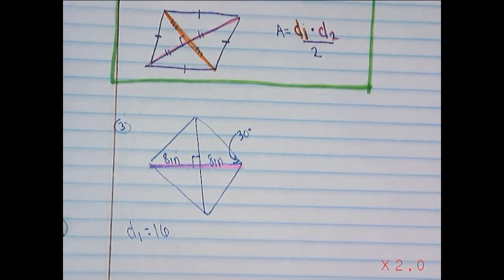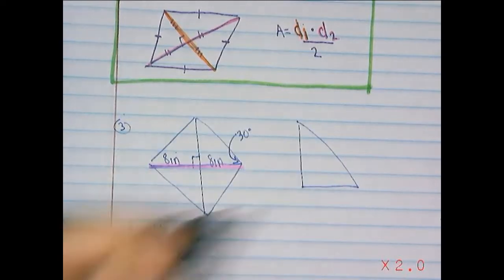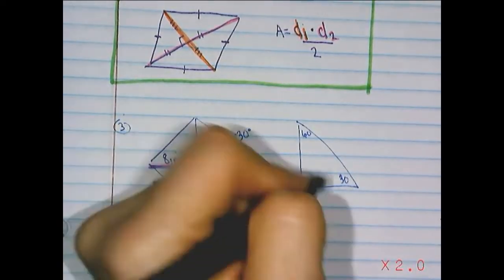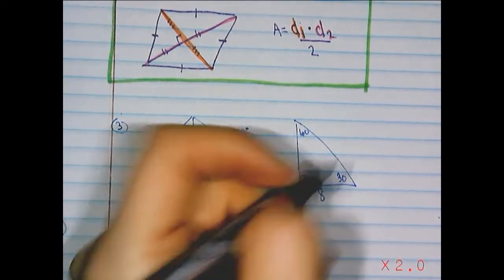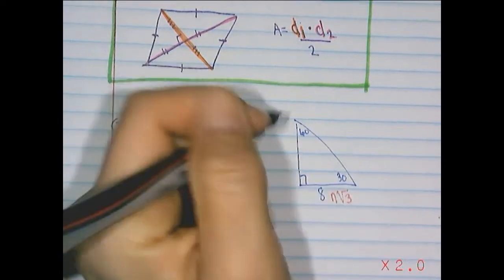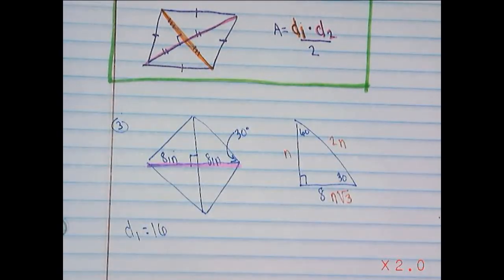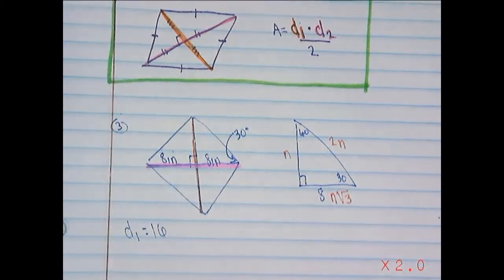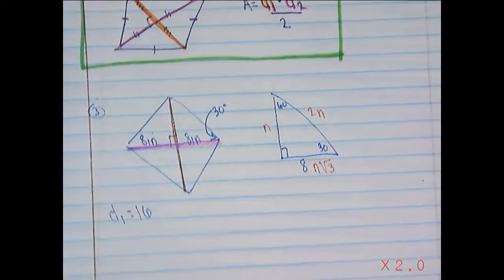So what I'm going to do is, knowing that that's 30 and that's 90 because the diagonals are perpendicular to each other, I'm going to create another right triangle. This is 30 degrees, that means this is 60, and this would be 90. I know that this is equal to 8, and I also know that this is my n rad 3 side, this is my 2n side, and this is my n side. I technically need to figure out what this side is right here, don't I? Because it's the two diagonals that I need to multiply. So I need to figure out what in the world n is.